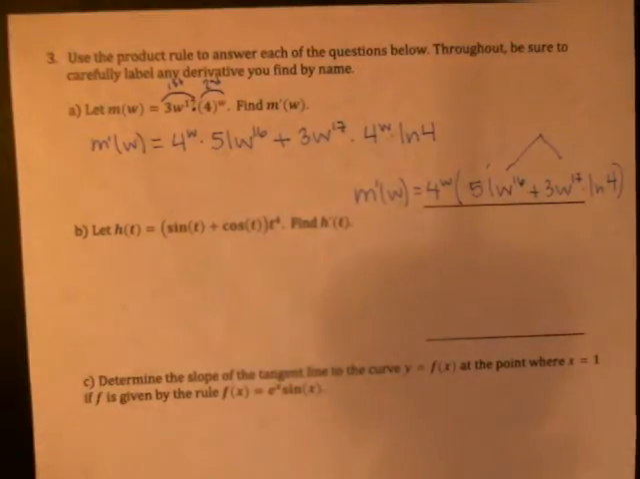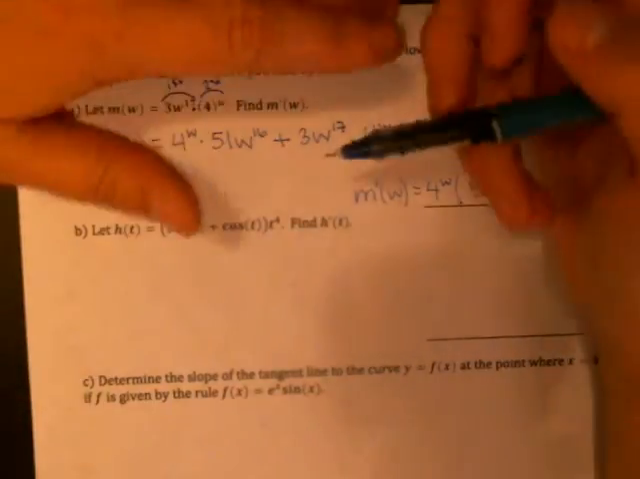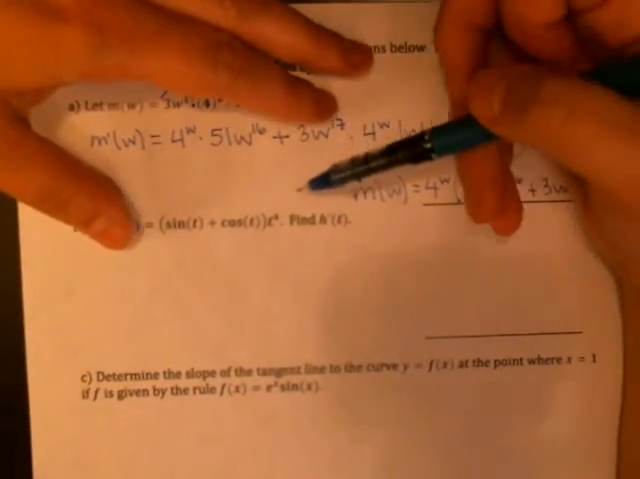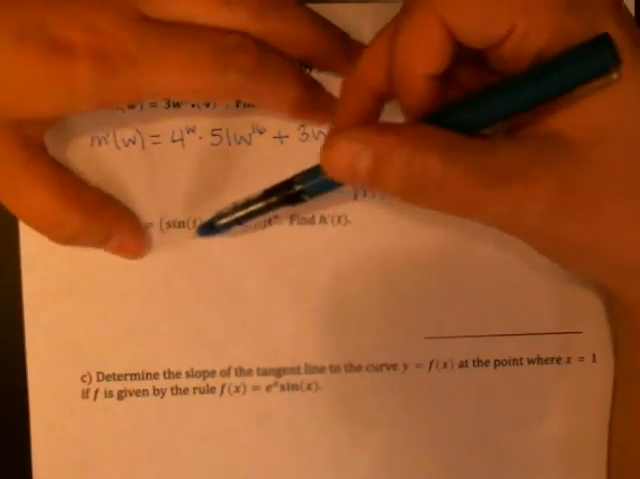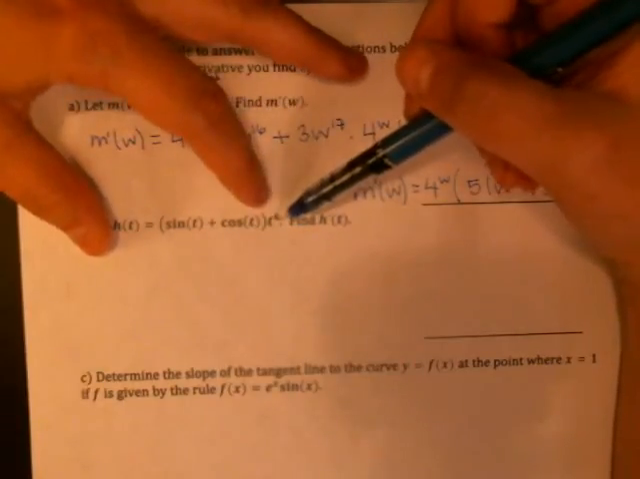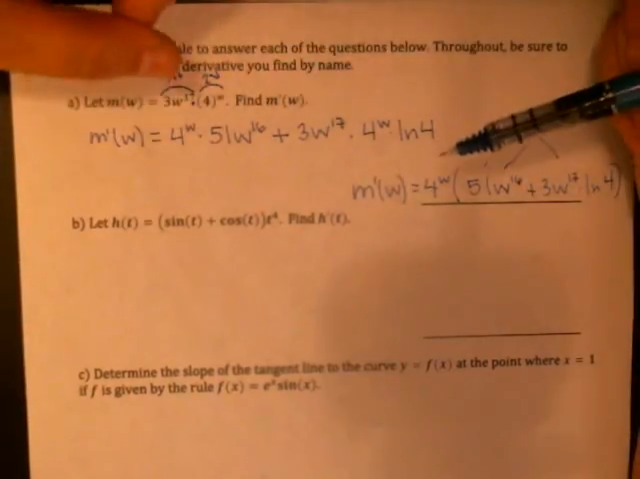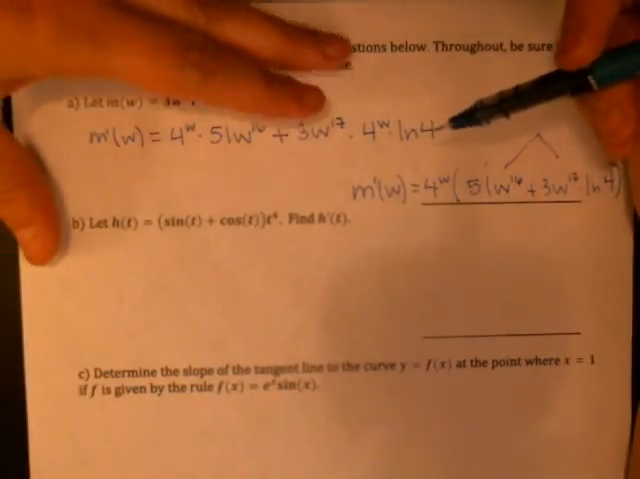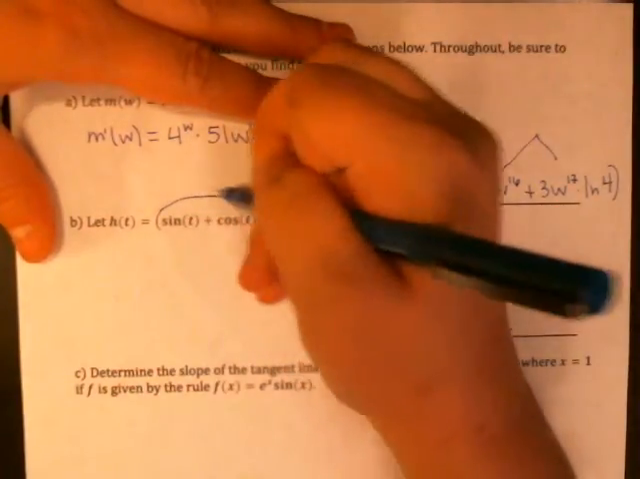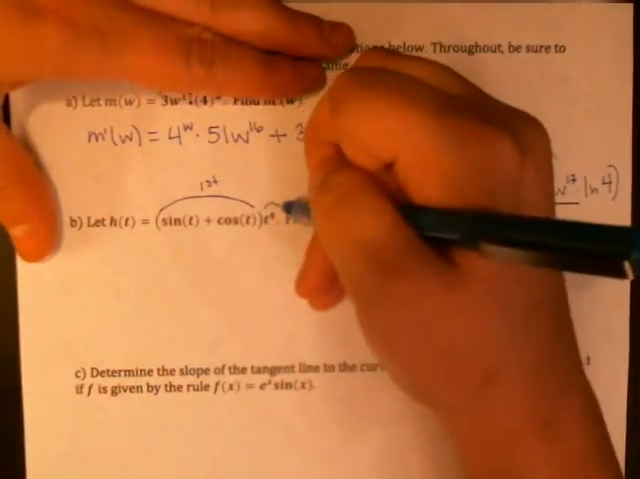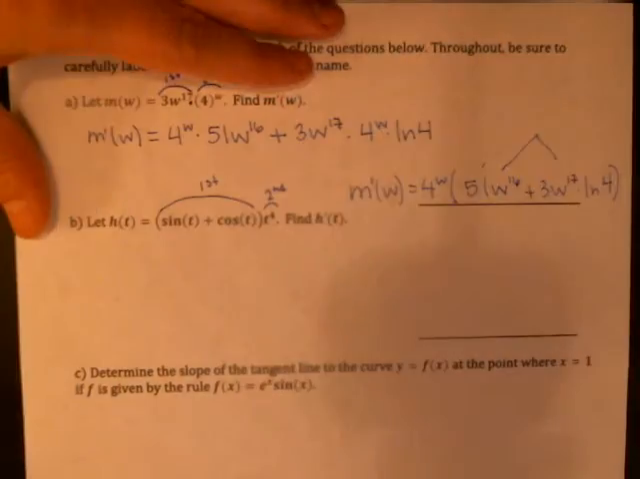Okay, second one, we're given sine t plus cosine t times t to the 4th. So here again, big operation is the last thing you do. So we do everything in the parentheses, we do our exponent, and then we'd multiply. So this is a product rule. My first is all of this, and my second is the t to the 4th.